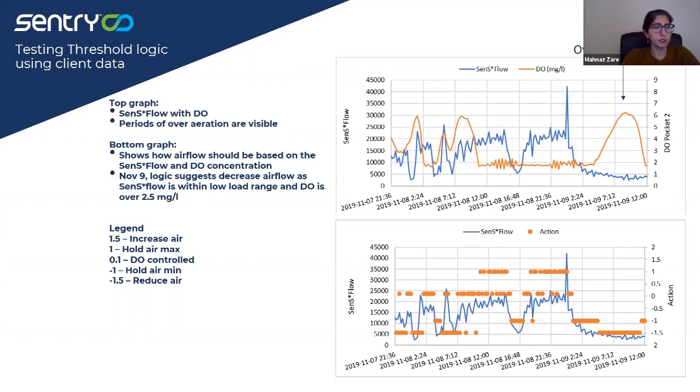So it examines the load, it examines the DO, and concludes that the action that needs to be taken here is to reduce the airflow. Negative 1.5 is reduce air because the load is low and the DO is above the set points. So we are still working on this guideline, and we are trying to improve it, but it seems that it is working in Excel.